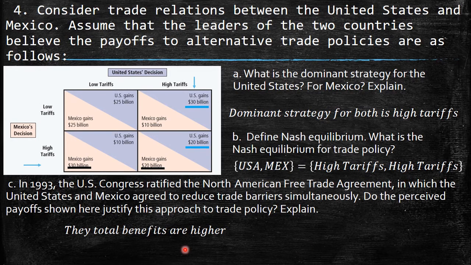Yes, because when they both cooperate, it means cooperation in trade policy, when they both operate with low tariffs. When both operate with low tariffs, the output should be 25. So definitely this game replicates the importance of trade policy. Why? Since when they don't cooperate, when they have high tariffs and pursue their own interests, they will get less than if they cooperate. Okay?